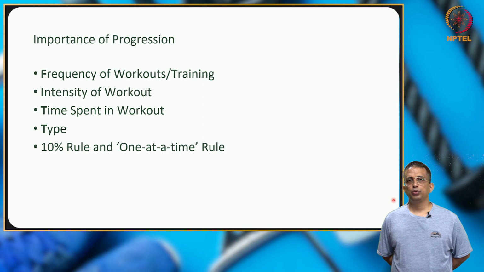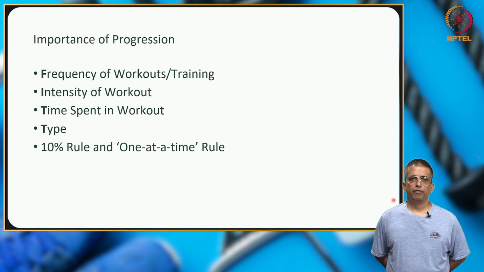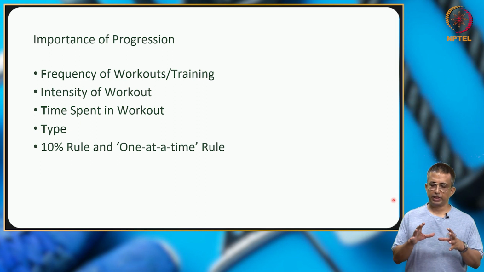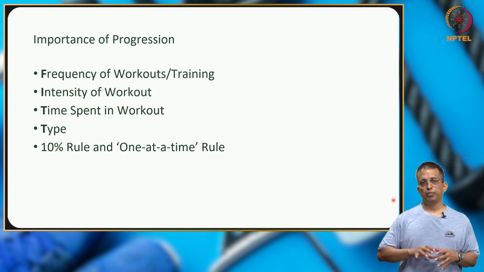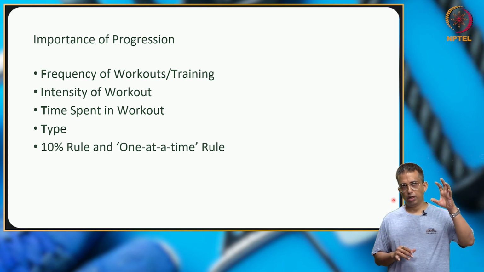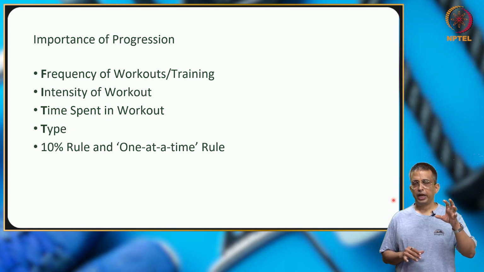Are you making them do drills out on the ground? Are you making them do maybe something very basic for stability because they are recovering from an injury and have just started coming back? So that is the type. So the type of exercise you choose. So this is the importance of progression. Okay, you need to know how many times you train, the intensity, the time spent, and the type.